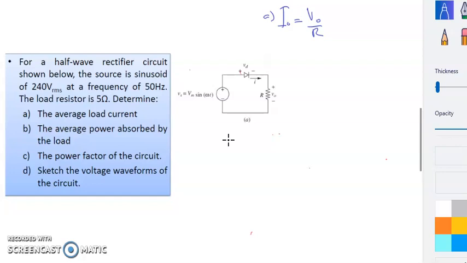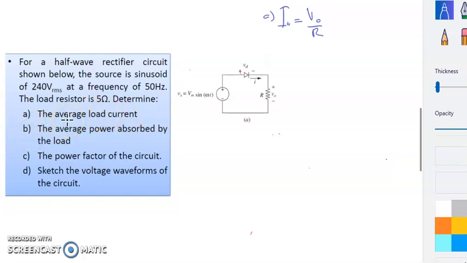Okay, let's discuss the example that we left in the class yesterday. For example number 1, for a half-wave rectifier with the voltage input given as RMS voltage here, frequency 50 Hz, load resistor 5 ohm, determine the 4 values here. What's the average load current?